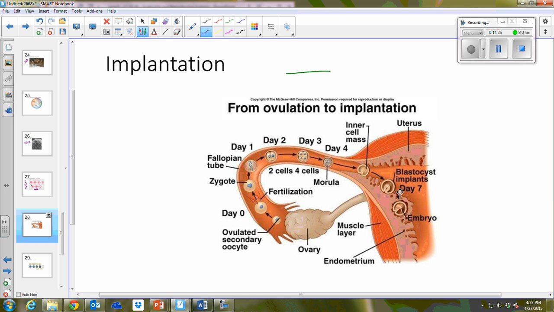When it comes here, it actually begins to be fed and nourished by the mother, by the host. There's a substance inside the uterus that keeps it fed and nourished until it is able to make a formal connection, like we know as the umbilical cord.